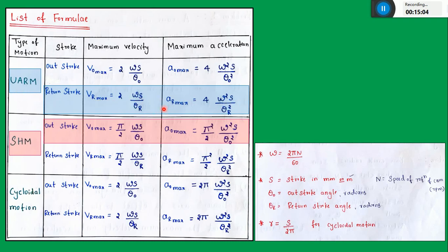Where omega is nothing but 2 pi n by 60, n is the speed of the camshaft, which would be in rpm. S is the stroke length, that is 3 centimeter. You need to convert it into meter. Theta naught is the outstroke angle, which should be in radians. Theta r is also the return stroke angle, which has to be in radians. Please note down these two formulas so that I can go to the next slide.